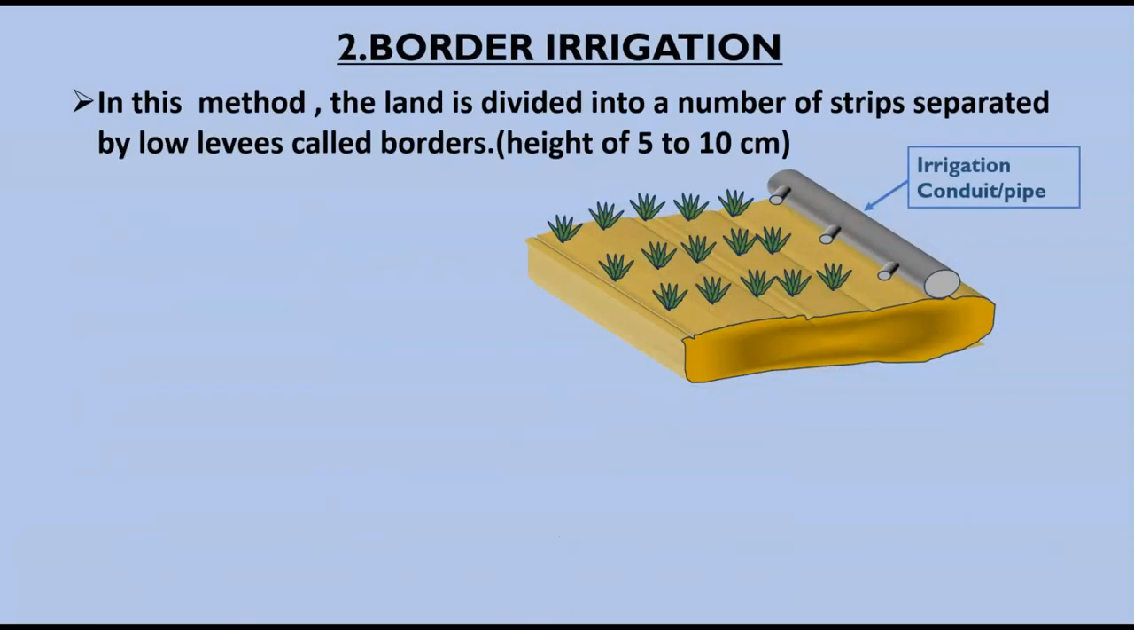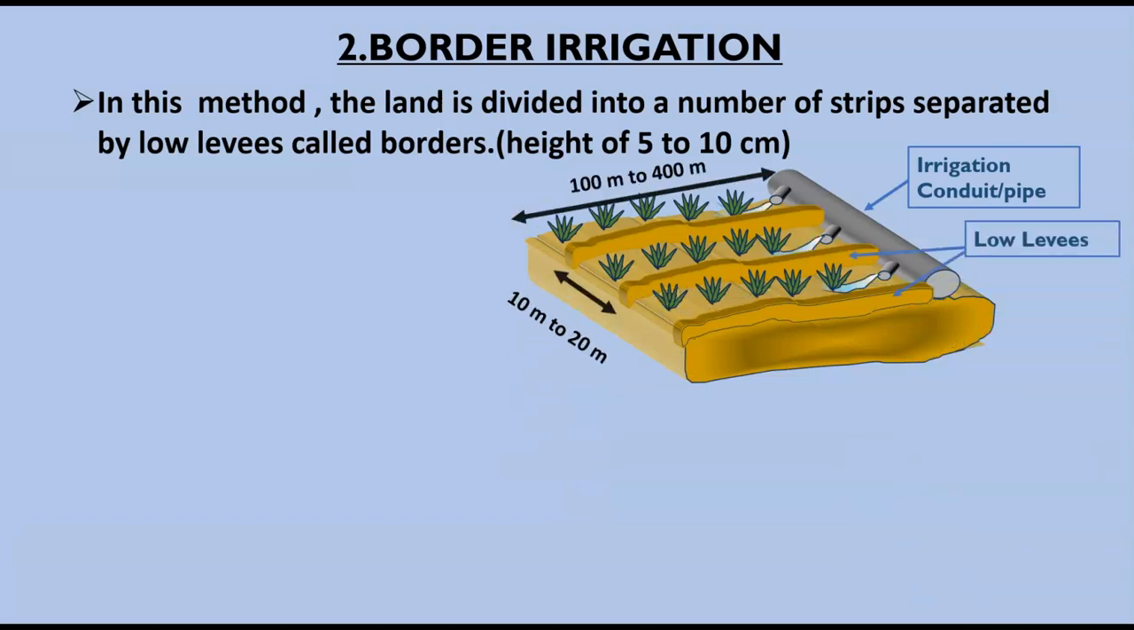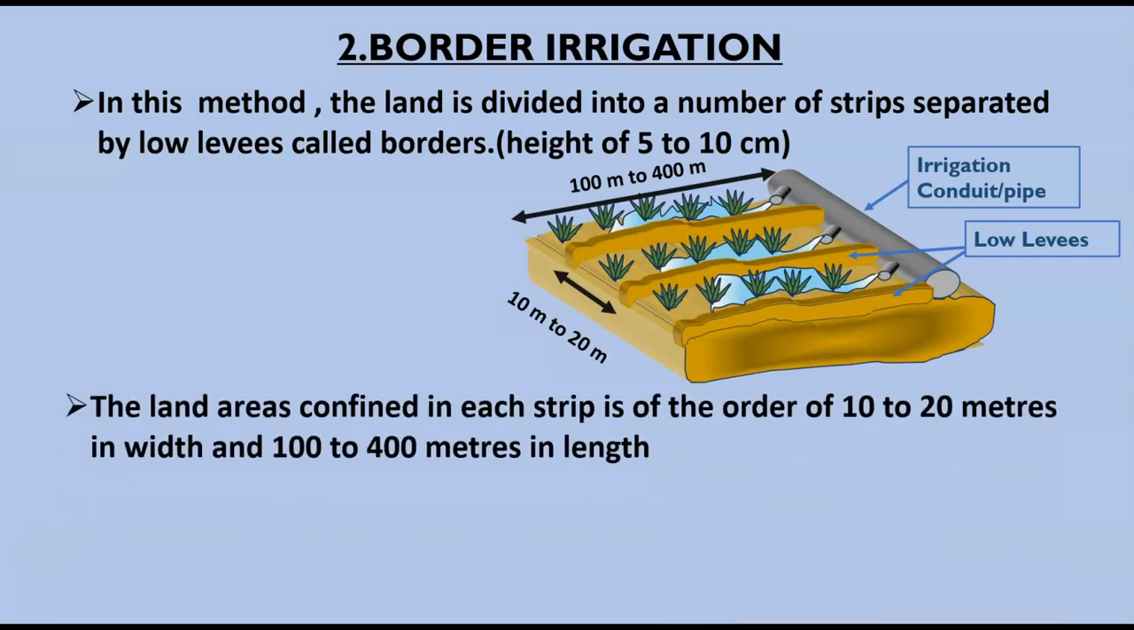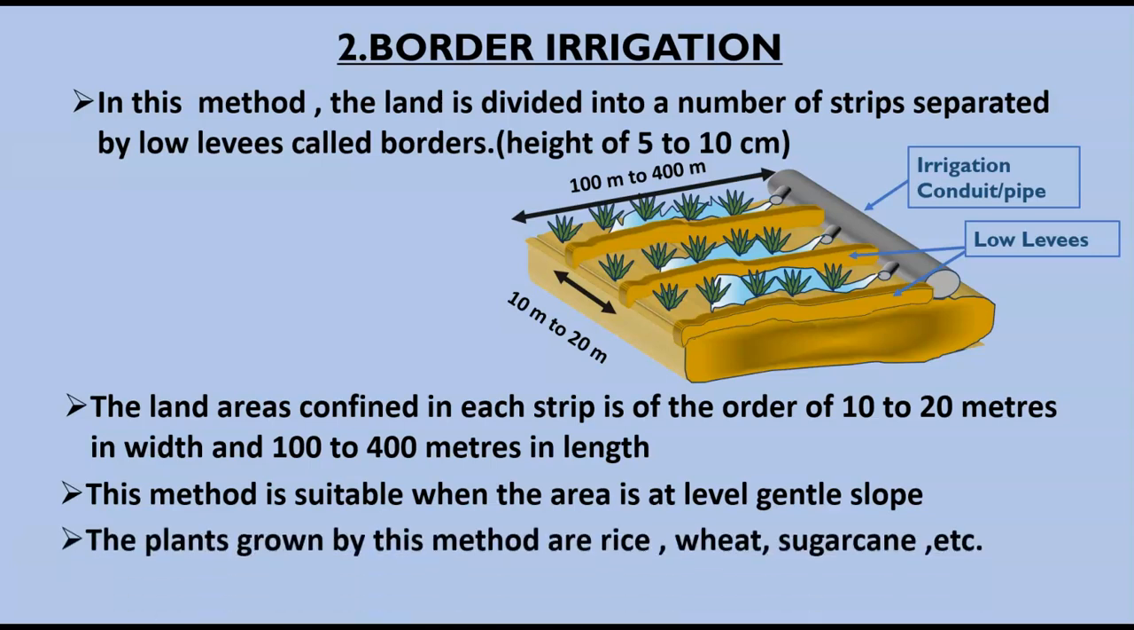Number 2, border irrigation. In this method, the land is divided into a number of strips separated by low levees called borders. The levees have a height of 5 to 10 centimeters. So these are levees, low levees, whose total length varies from 100 meters to 400 meters, and the land area confined in each strip is of the order of 10 to 20 meters in width and 100 to 400 meters in length, and it is clearly shown in the figure. This method is suitable when the area is at level or gentle slope. The plants grown by this method are rice, wheat, sugarcane, etc.